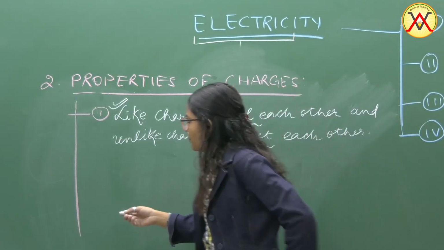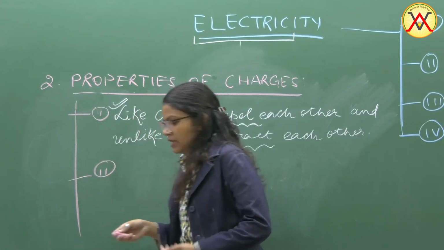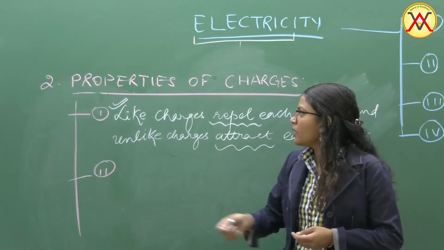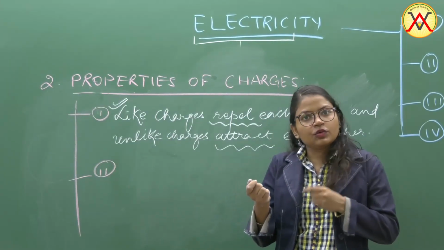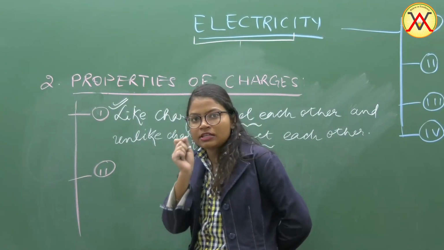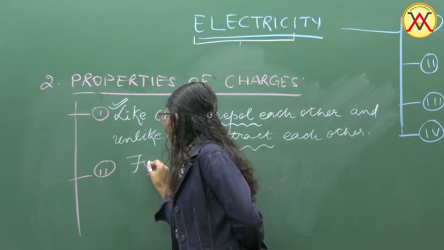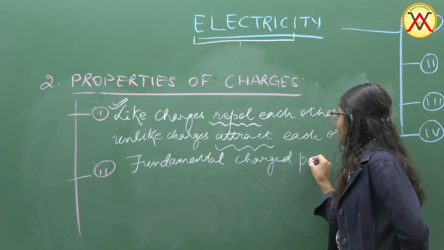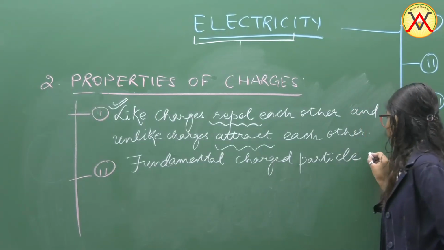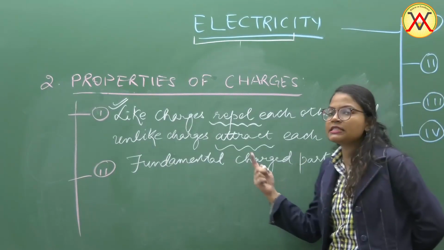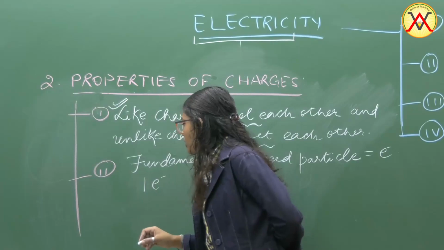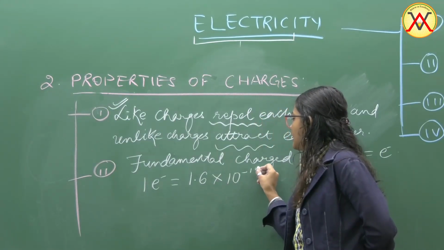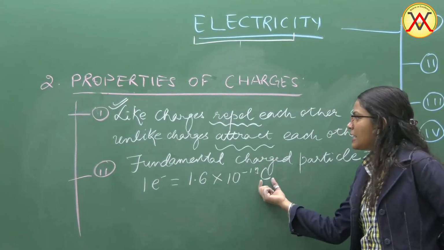Alright, our second property. Since everything is made up of atoms, and in all the above examples we discussed, we jumped electrons from one body to another body, that means our basic fundamental charge particle is the electron. This is our second property: the fundamental charge particle is the electron. So there must be some charge on one electron. Sure there is. Charge on one electron equals 1.6 x 10^-19 coulombs, coulomb being the SI unit of charge.